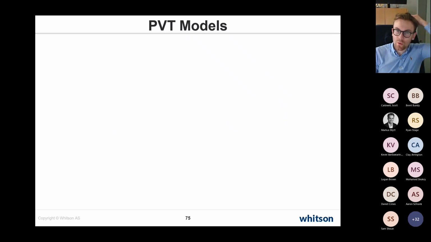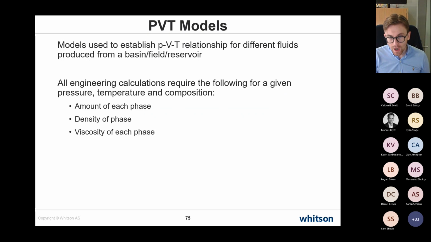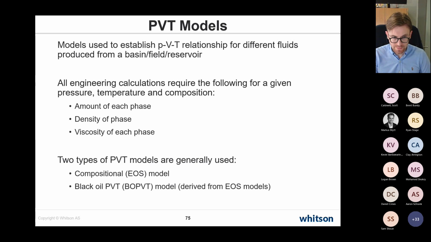So now we're getting into the things we need to know about in our day-to-day work, and that's PVT models. Because every time you do an engineering calculation that's physics-based in any domain that we talked about already, you need a model that describes the relationship between pressure, volume, and temperature for different fluids produced from a basin. All engineering calculations require the following for a given pressure, temperature, and composition: we need the amount of each phase, the density of each phase, and the viscosity of each phase.